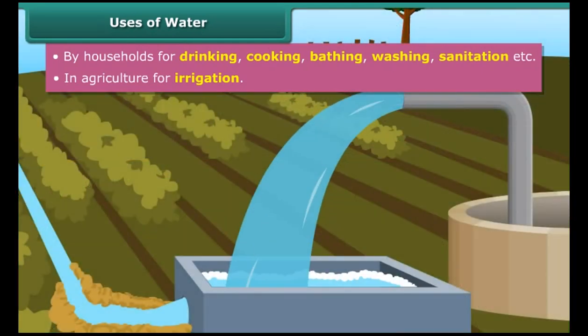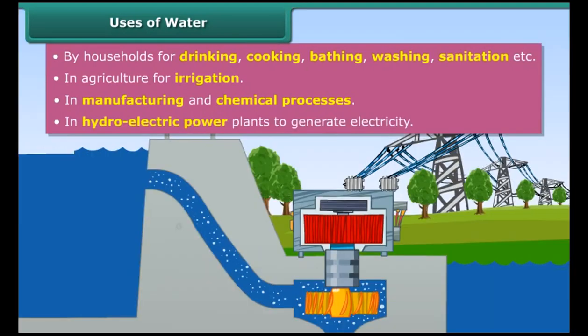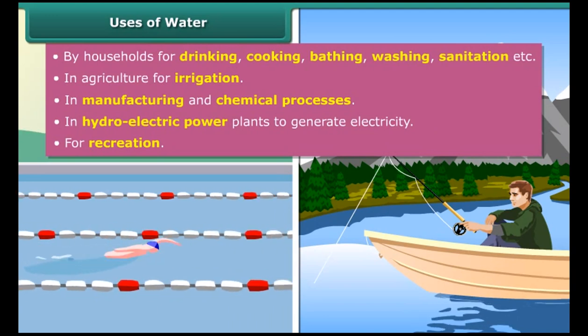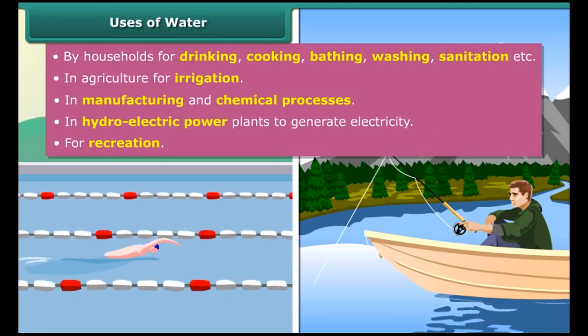Water is also used in industries for cooling purposes. It is used in many industries as a solvent. It is also used to generate electricity. Besides, recreational activities such as swimming, fishing, sailing, and other water sports require water.